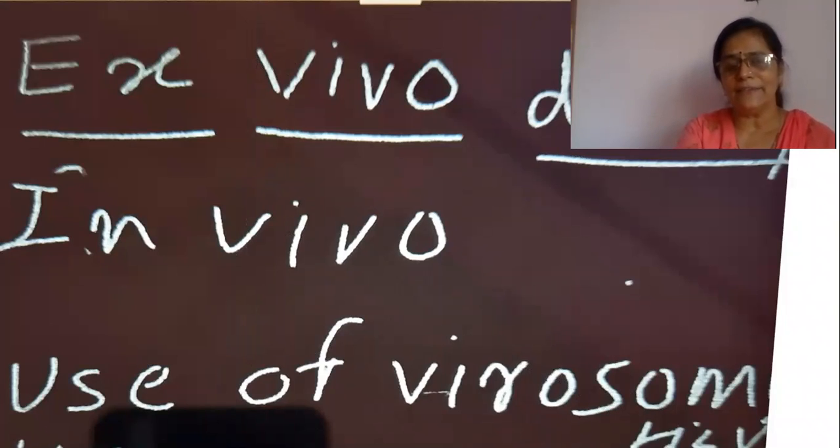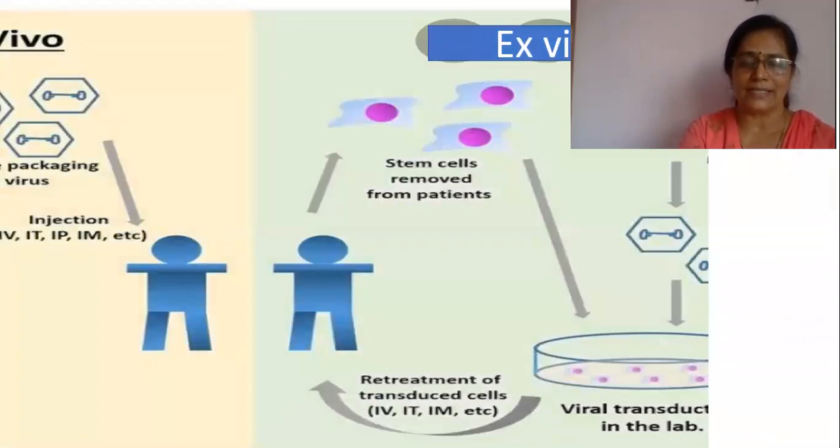As well as, there are different types of delivering the genes. The first is ex vivo delivery, as well as in vivo, and as well as the use of virosomes and bionic chips, which can be used for the treatment of diseases by gene therapy.